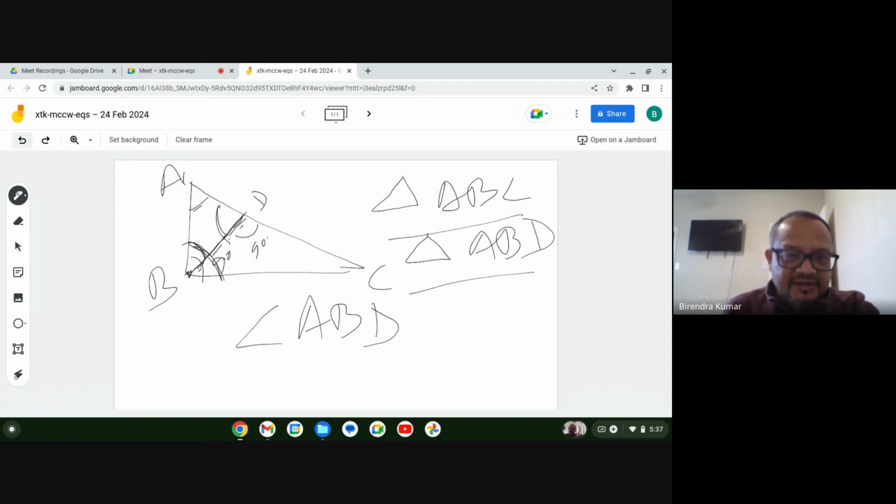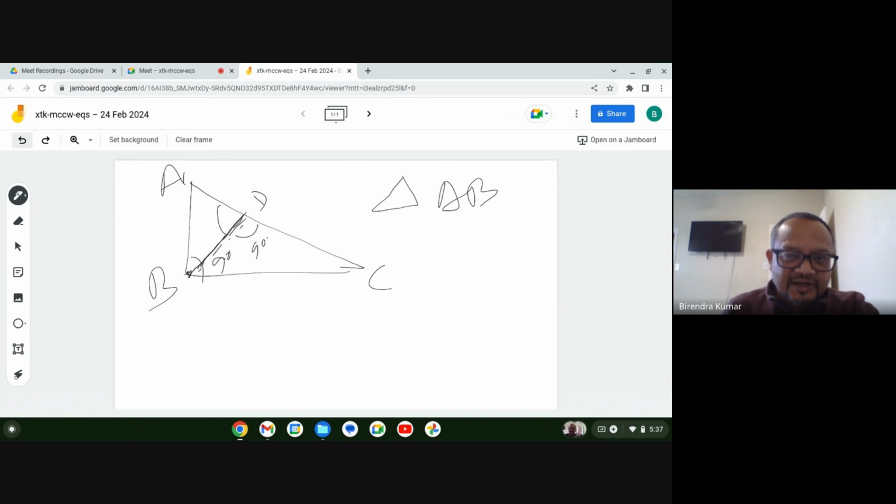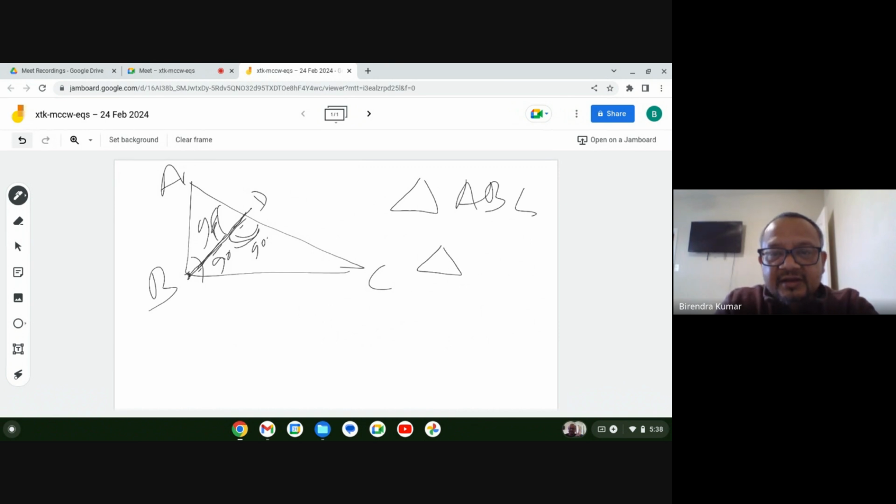In the same triangle, okay. Now I change my plan. I have the same right angle triangle ABC. From point B I have drawn a perpendicular line. So I have this 90 degree and this is 90 degree. So I change the plan. I am looking at these two triangles now, ABC and triangle ABD.